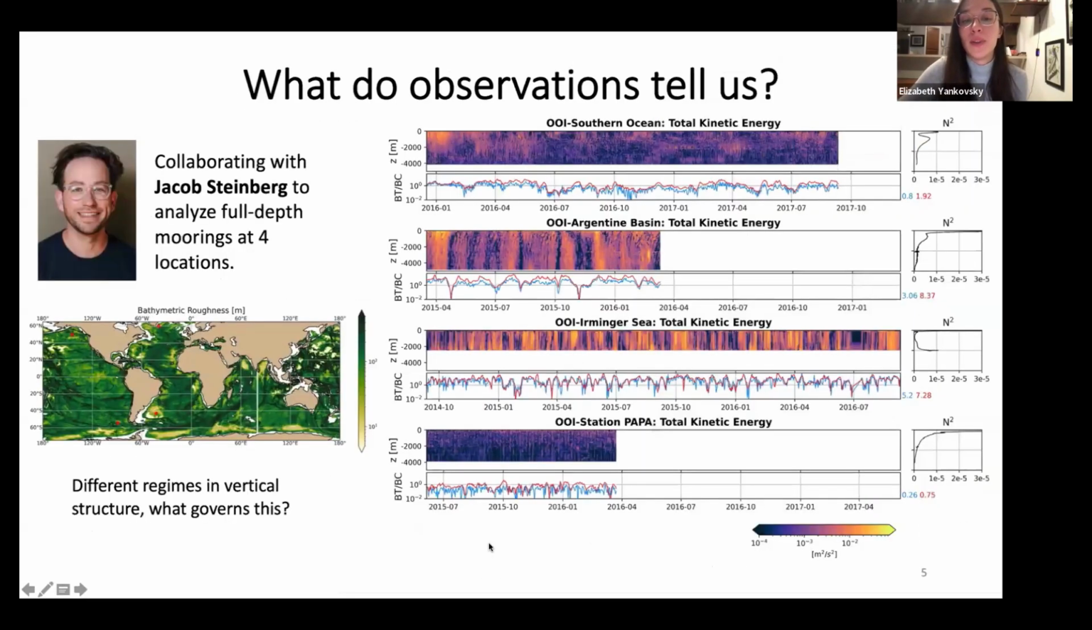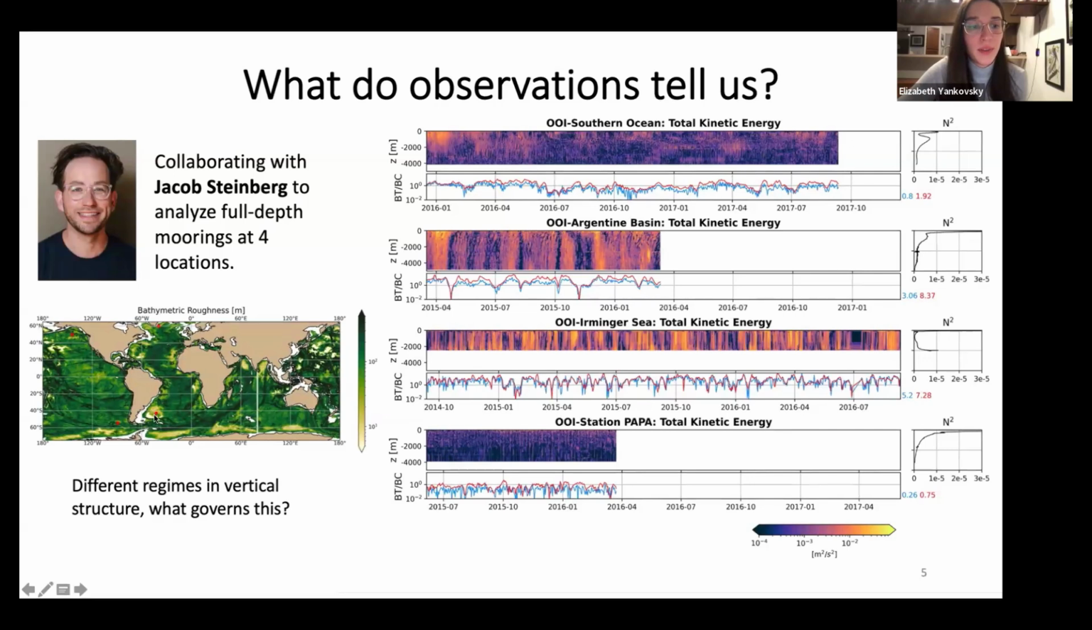And so then I wanted to ask, what about in the real ocean, or what about in a much more realistic and high resolution climate model? So then I started collaborating with Jacob Steinberg, and we looked at some observational data to get a better sense of what's going on in the real world. We looked at 4 locations that are shown in red dots on this map. Note that this map is showing bathymetric roughness, so just how jagged the topography is at a given location. And so you can look at these 4 locations.